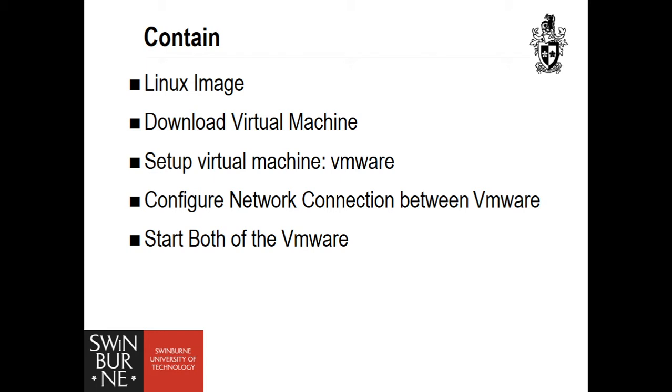After that, we need to configure network connection between the VMware. In this lab session, we will do an internal network connection between the VMware. In this part, we will configure the network connection adapter between both VMware. And the last one, we will start running the VMware.